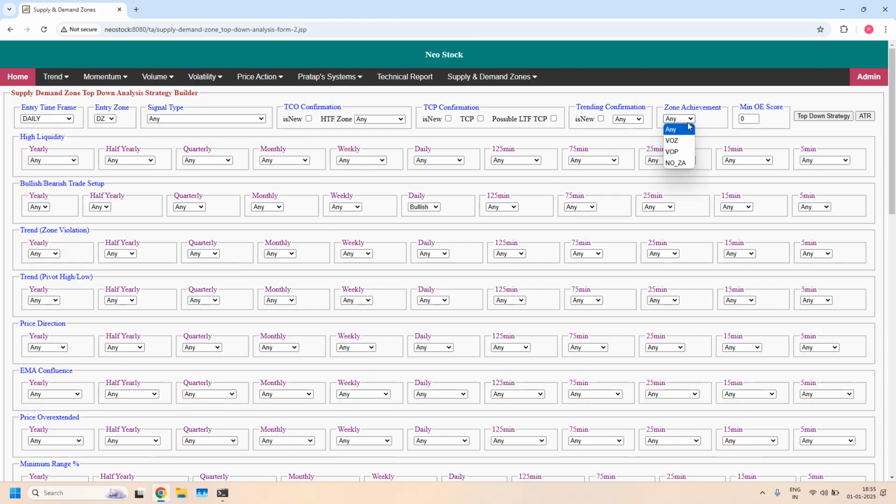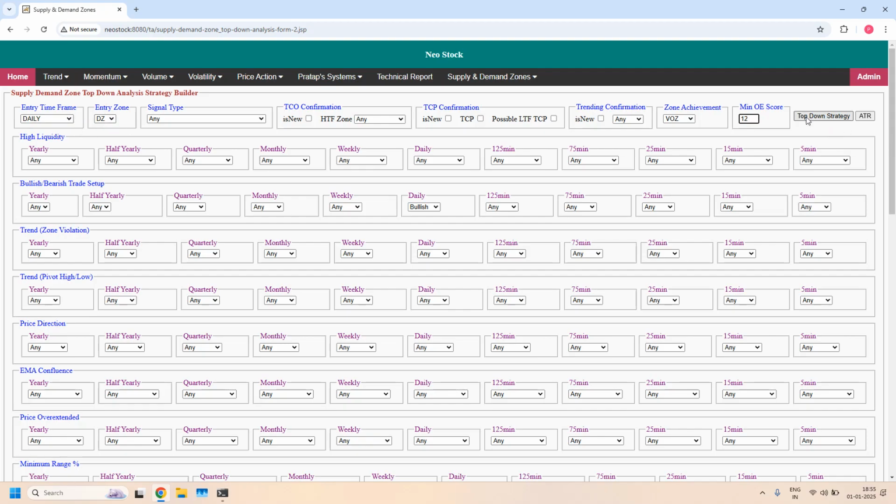Okay, zone achievement is violated opposing zone. Minimum odd enhancer score 12. And all the three filters. Three filters means pierced count, zone achievement and minimum odd enhancer score. All the three filters are applied to daily demand zone. Whichever the zone you select, that zone the filters will be applied.